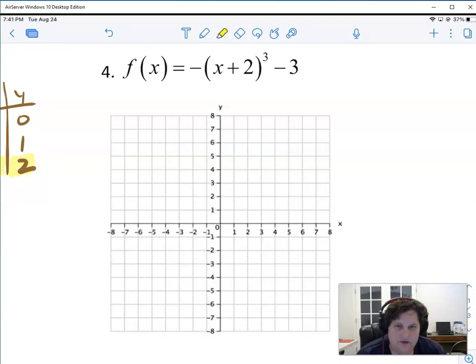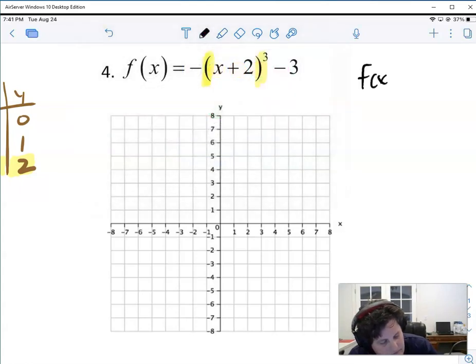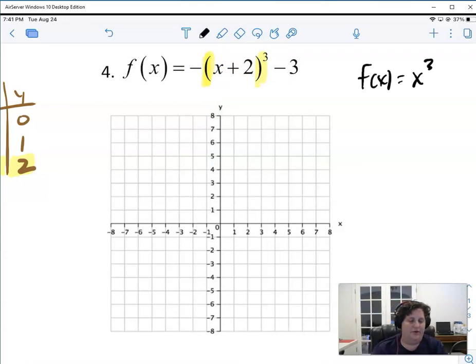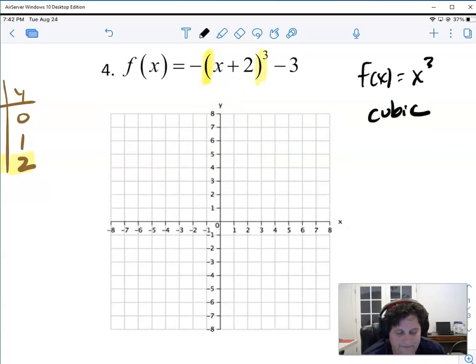Now the last one, a little tricky to determine the parent graph, but look at this. The parent graph is actually x to the third. Do you guys remember what we call that? What do we call x to the third? Okay, this is called a cubic. You guys remember it kind of makes a snake? I go like this, 0, 0. 1 to the third is 1, 2 to the third is 8, -1 is -1, -2 is -8. So this is my original cubic graph.